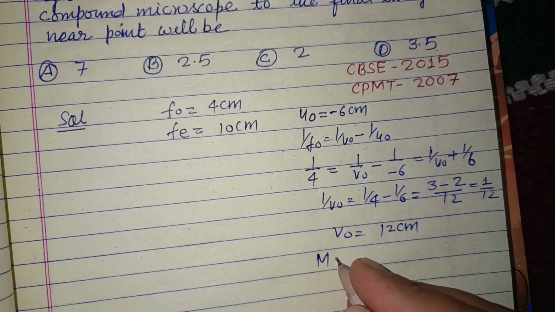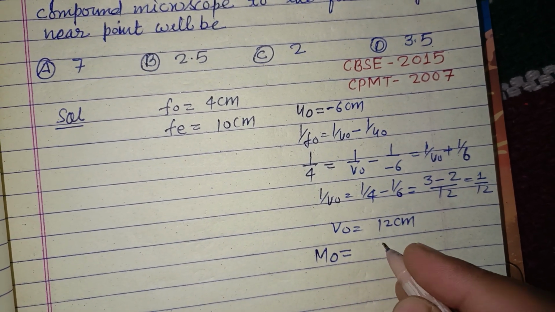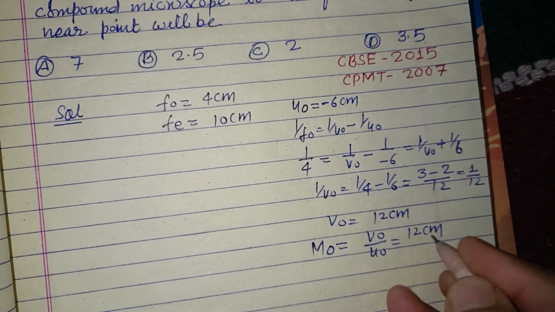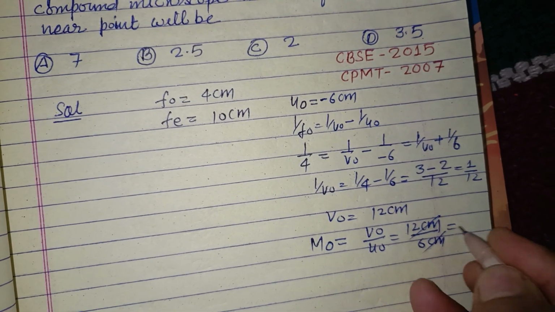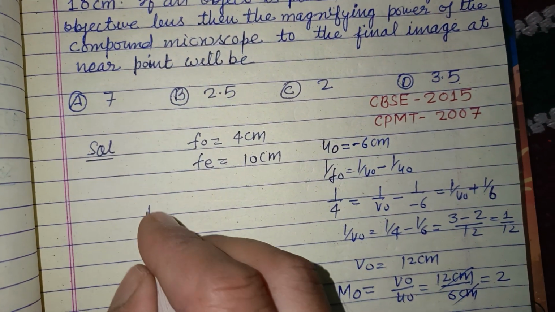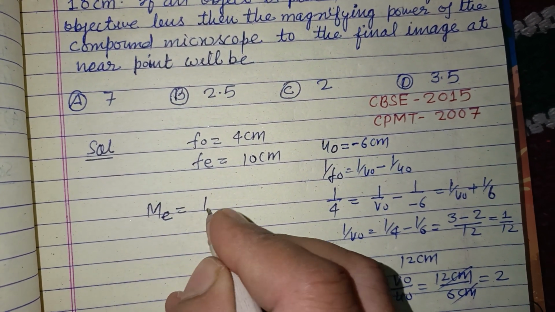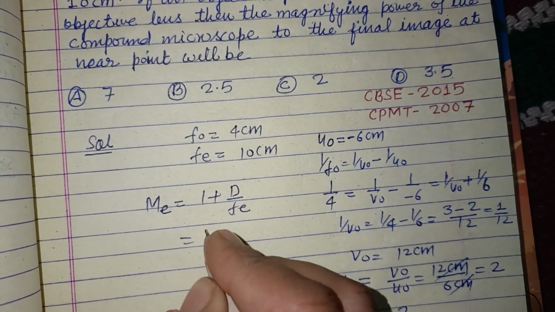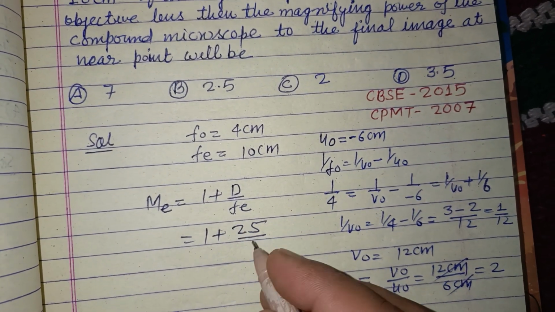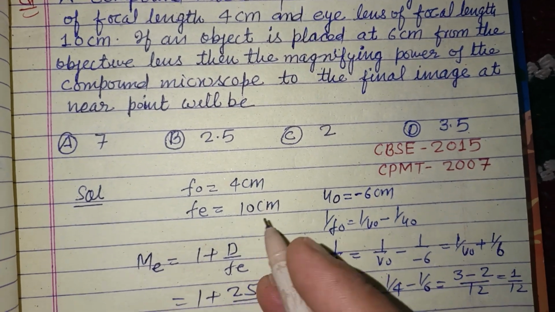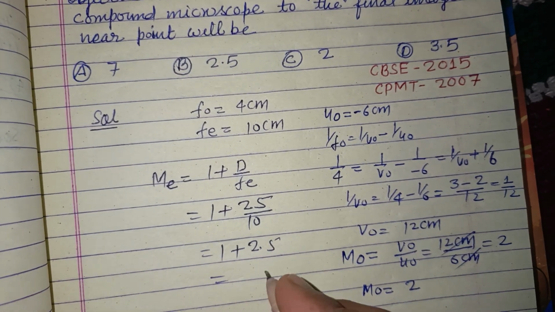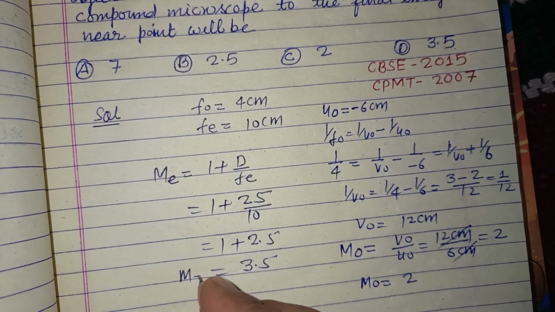Now magnifying power of objective lens MO equal to VO upon UO, that is 12 centimeter upon 6 centimeter, which is 2. So magnifying power of objective lens is 2. Magnifying power of eye lens is equal to 1 plus D over FE. D is minimum distance of vision, which is 25, and FE is given to us 10 centimeter. Therefore this is 1 plus 2.5, that is 3.5, ME.